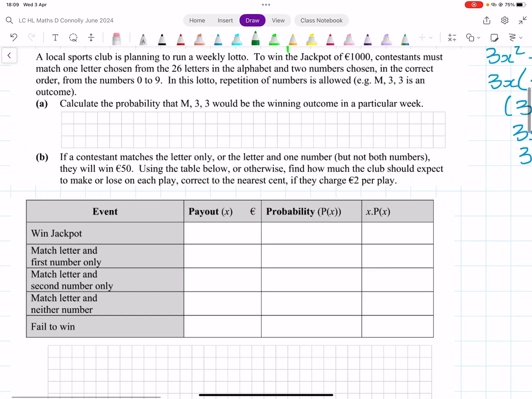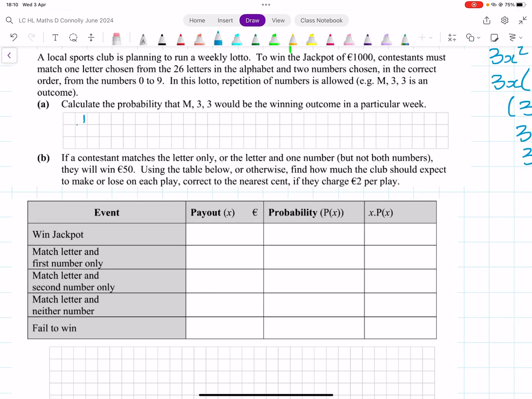This one: a local sports club is planning to run a weekly lottery to win the jackpot of €1,000. Contestants must match one letter chosen from 26 in the alphabet and 2 numbers in the correct order from 0 to 9. In this lotto, repetition of numbers is allowed, so M33 is an outcome. Calculate the probability of M33. So that would be 1 out of 26 for the M, and 1 out of 10 for each number, 0 to 9 being 10 digits, and you can repeat, so there's no effect. So that's 1 over 2600 for that one.